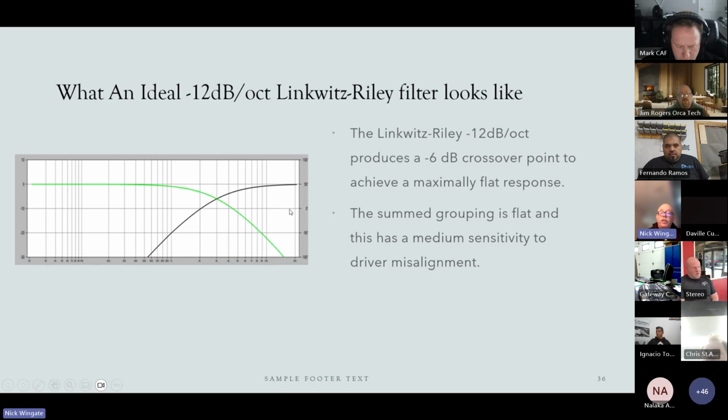Because what we're trying to do here is that when we build these crossovers, we get a flat response between the two. That's the whole thing in a nutshell. Whether it's a 12 dB or 24 dB, whether it's Linkwitz-Riley or Butterworth, you want to make sure that when these two speakers come together, they sum flat. That's the whole thing.